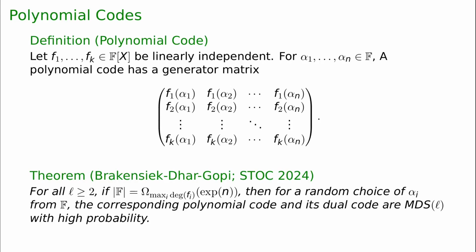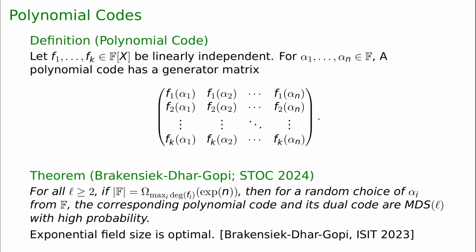In our main result, we showed that for a random choice of these alphas, the corresponding polynomial code and its dual are MDSL, as long as the field size is exponential. And in fact, this exponential field size is optimal due to a known lower bound.